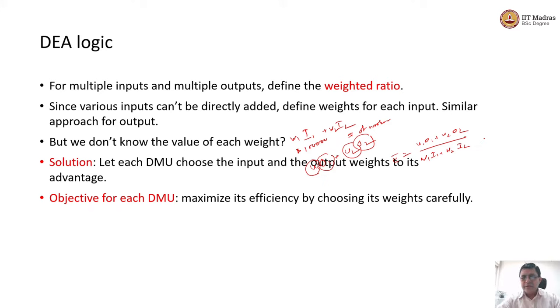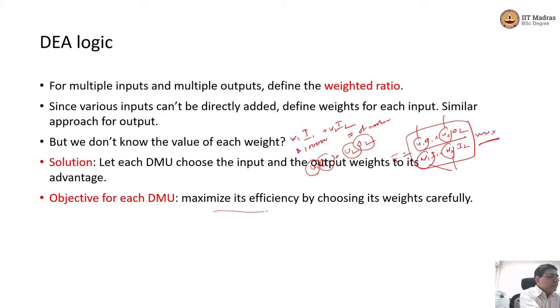So maximize your efficiency. How is efficiency calculated? Efficiency is calculated as a weighted ratio. Now you choose your output weights carefully. You choose your input weights carefully so that your efficiency is maximized. And we tell every DMU to do this. So for every DMU, the output weight values and the input weight values are going to be different, right?